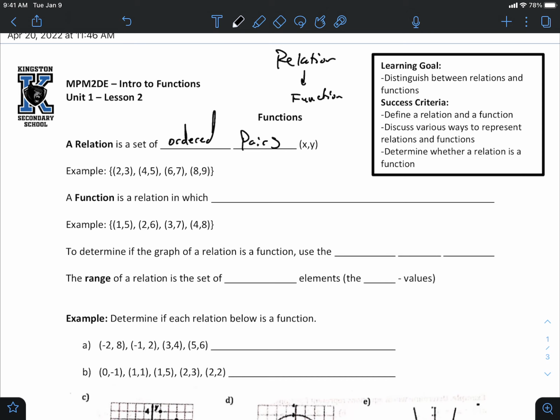Okay, and a function is defined by, it's a relation which, for every, that's the terminology, for every x, one corresponding y. Okay, so for every x value, there's only one corresponding y value. I should probably add the, okay?